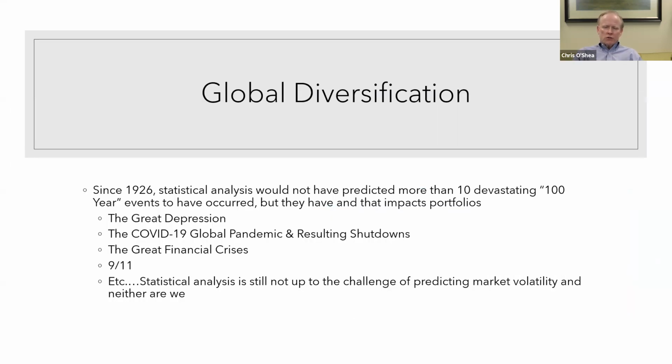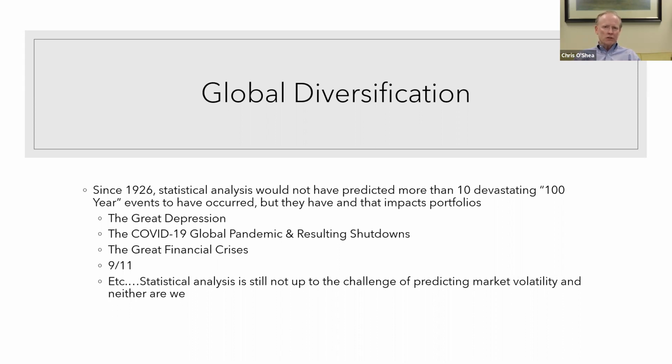Global diversification. This next chart really just says that the people who go into prediction and look at statistical analysis, the old bell curve, and at the end of the bell curve, it says these tail risks: events that should only happen once or twice in 100 years, but we've had 10 of those things happen in the last 100 years. So how do you provide for that? How do you account for that? How do you adjust your portfolio for that?